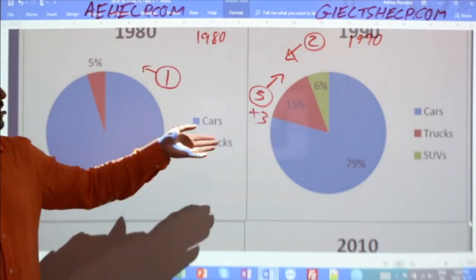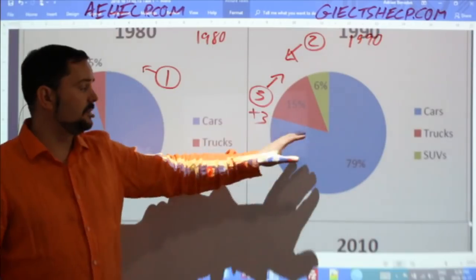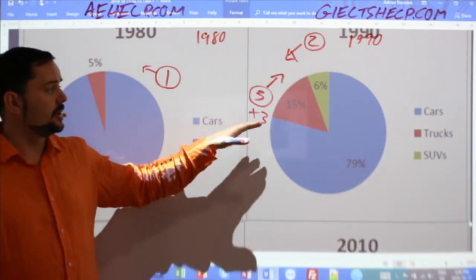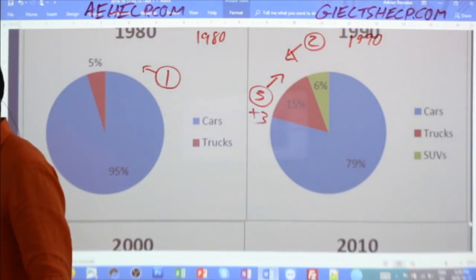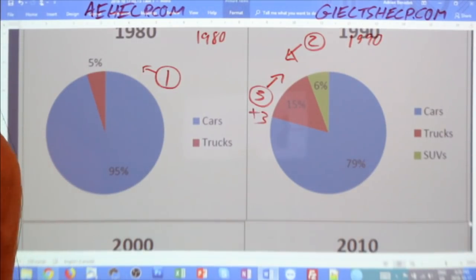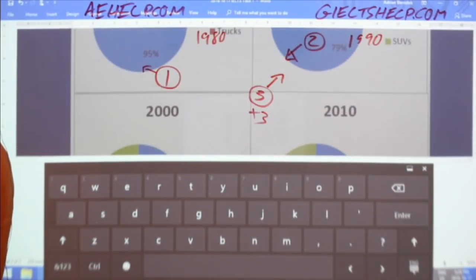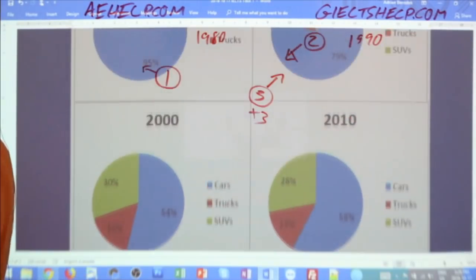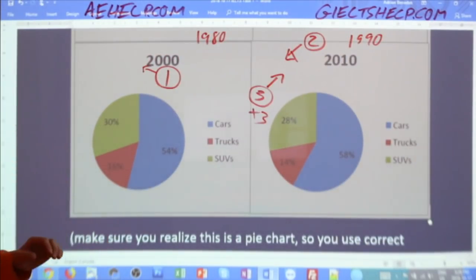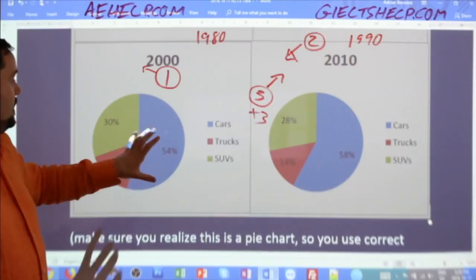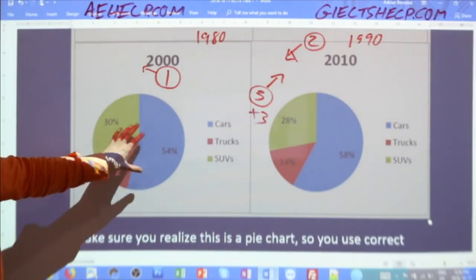Here it's 5%, here it's 15%. Even though it's not a huge slice, it's very significant to say that there's 3 times greater sale of trucks in 1990 than in 1980. It's a triple, threefold, right? So let's continue on. Don't get too lost. So what's happening now here in 2000? What's my most significant point in 2000?